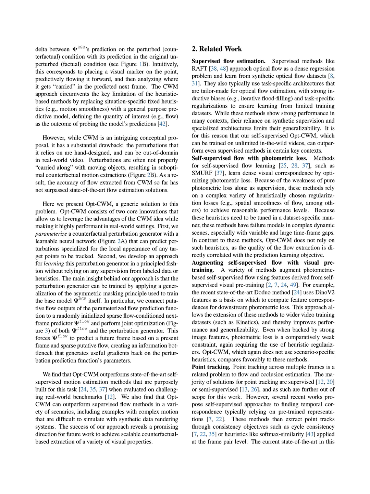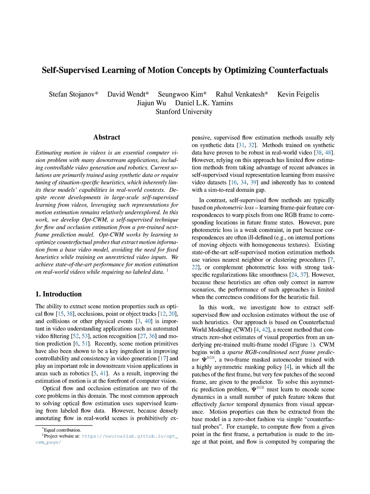Additionally, while Opt-CWM outperforms state-of-the-art methods, its performance may still falter in situations where the underlying assumptions of the model do not hold, such as in highly dynamic environments with unpredictable motion patterns. Furthermore, the model's dependency on the quality of the RGB conditioned next frame predictor means that any deficiencies in this component could directly impact the accuracy of flow and occlusion estimates. Lastly, the need for extensive computational resources for training and inference may limit its practical deployment in real-time applications.